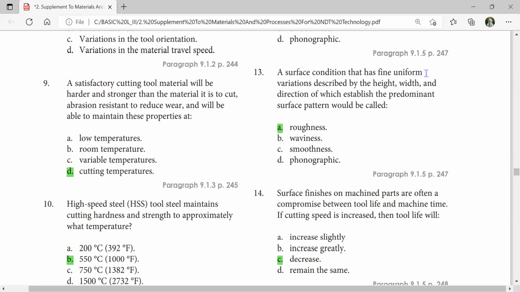A surface condition that has fine, uniform variations, described by the height, width, and direction of which establish the predominant surface pattern, would be called roughness.